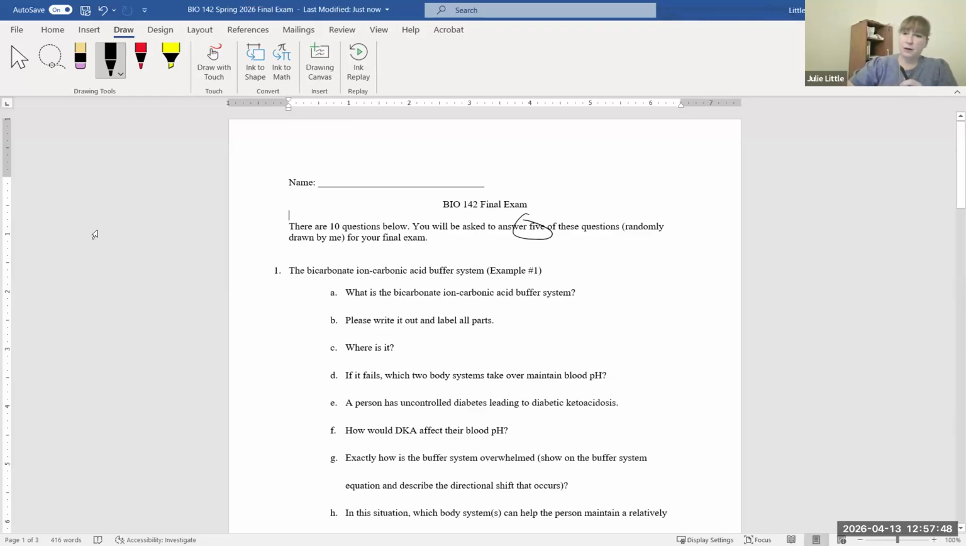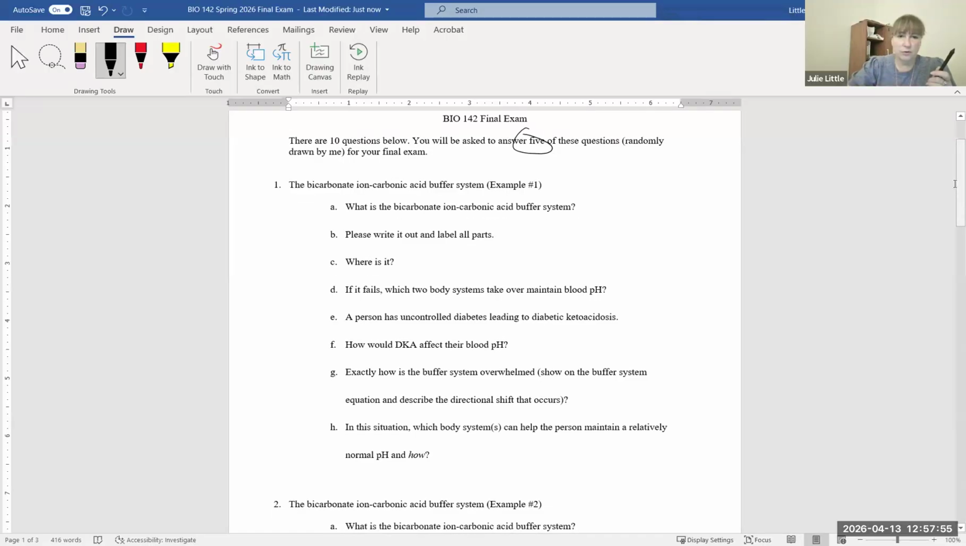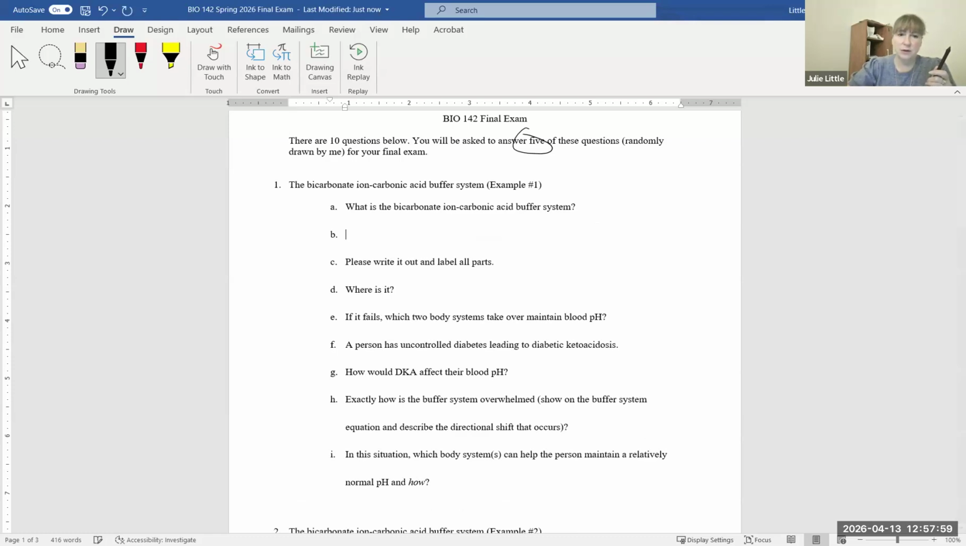All right, on the first one, let's start off with this bicarbonate ion carbonic acid buffer system that's going to be super, super important for you to know. Hopefully you guys learned this first semester and we've continued it on. This has been a subject of the blood chapter, of the respiratory chapter, of the urinary chapter, of the endocrine chapter. It comes up a lot, right? And so hopefully by now you know what this thing is. First of all, what is the bicarbonate ion carbonic acid buffer system?